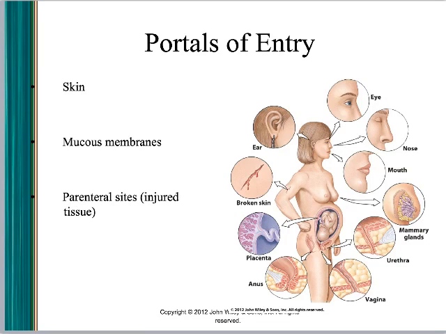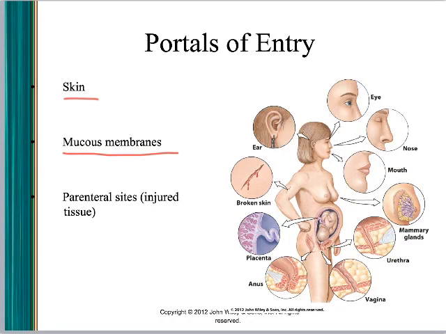Okay, so portals of entry are just places in your body where things can enter. Our skin is there to protect us, and we also have mucous membranes lining our openings to protect us. But if the tissue is injured or we have openings, those are all places where bacteria, fungi, or viruses can get in.